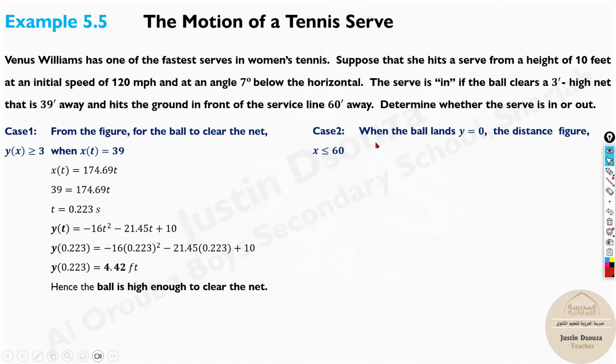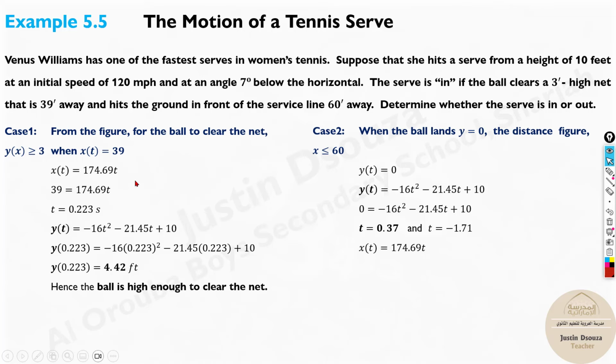That's good. Now what we need to check is whether it lands before the distance of 60 feet. Let us check. Now we will consider y of t as 0 and substitute in this equation. Solve for the time. You will get two values, one is 0.37 and one more is negative. Time can't be negative, so take only the positive value. Now substitute this in the horizontal distance. When you substitute 0.37, the answer is 64.6. That means it is away from the service line. It doesn't fall before the service line.